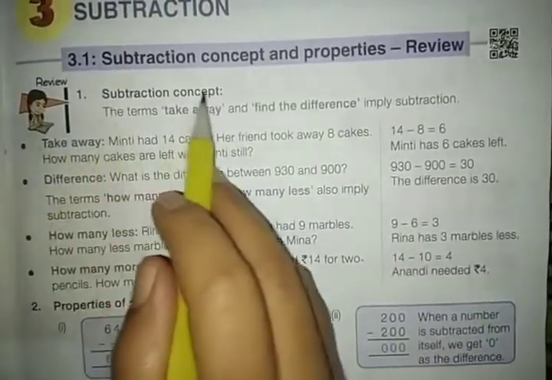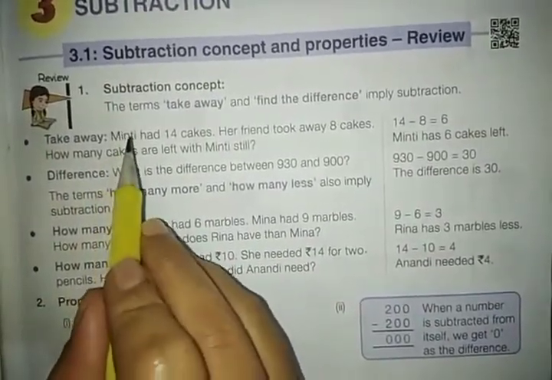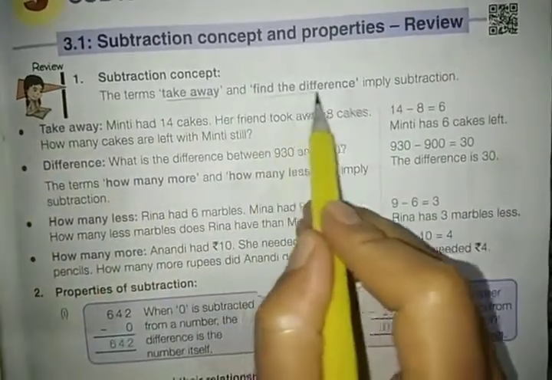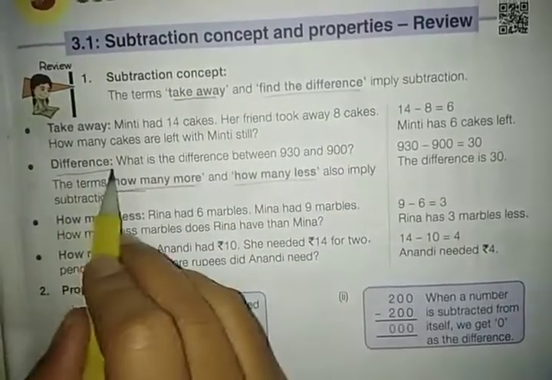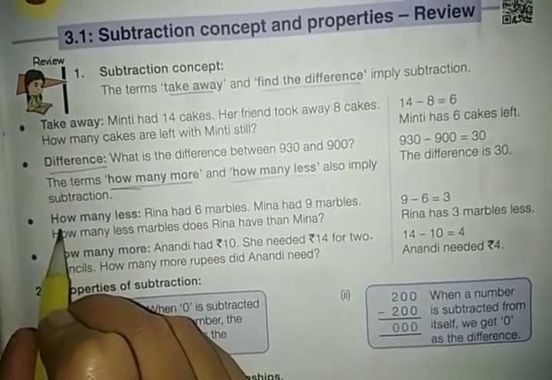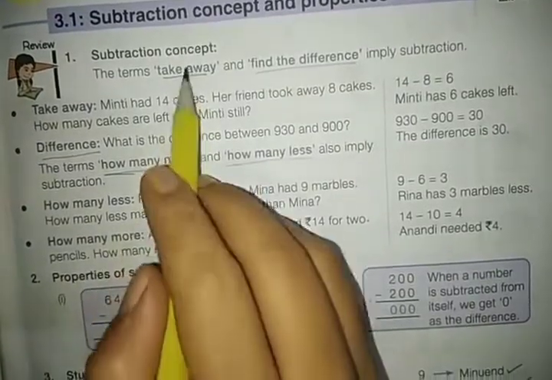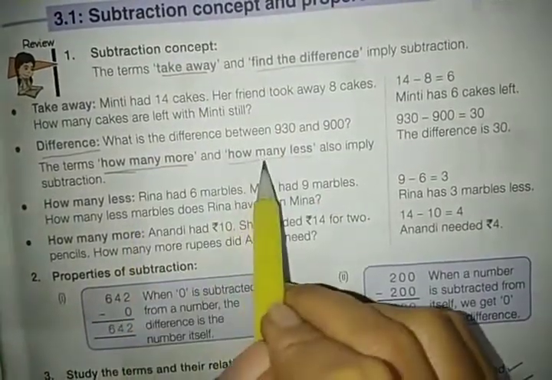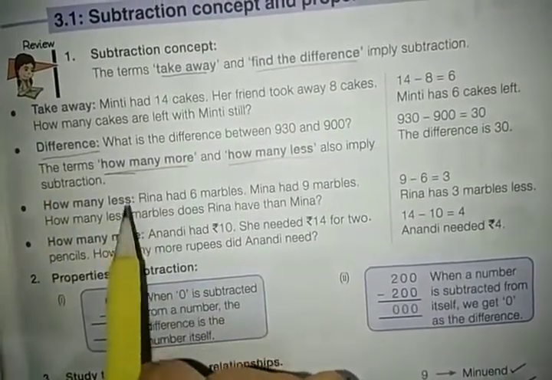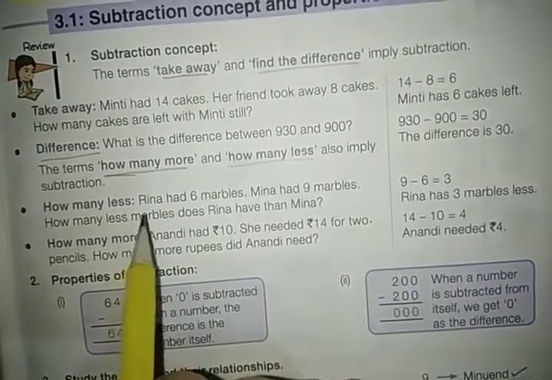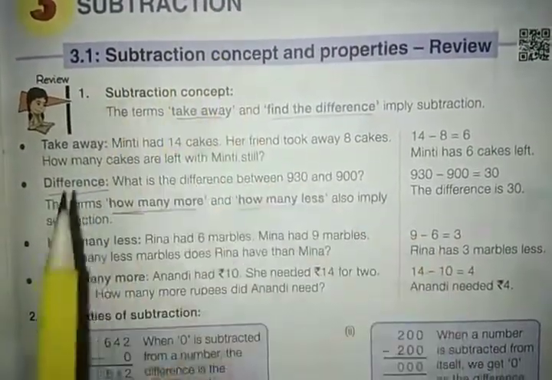Let's see the subtraction concept first. Children, in subtraction, words like take away, find the difference, how many more, how many less, what is the difference, how much more, these terms will come. If these words come into the problem or the sum, then we should understand that it is a subtraction problem.